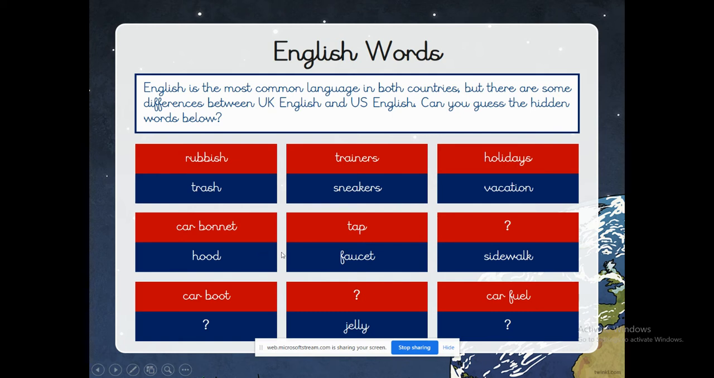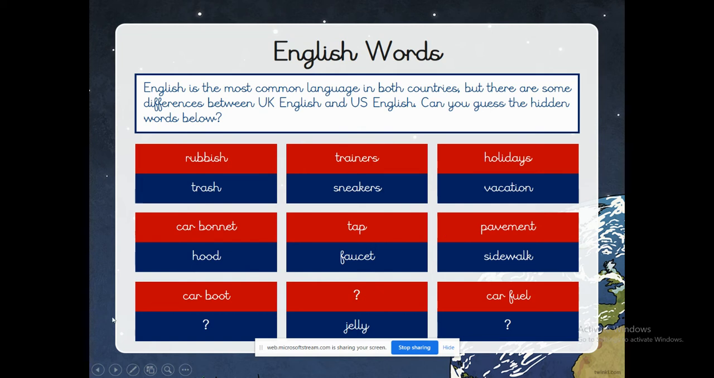We only have a hood on our coats, don't we? This one's already been revealed for you. That's my fault, I think. Pressed the wrong button, but we call it a tap. The Americans call it a faucet. The Americans call this one a sidewalk. What do we call it? Sidewalk is simply a pavement.